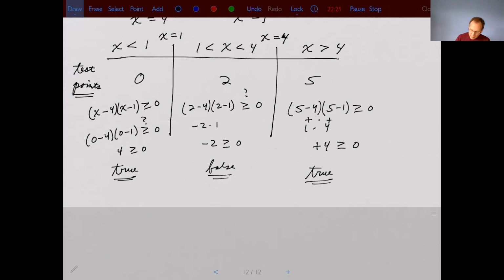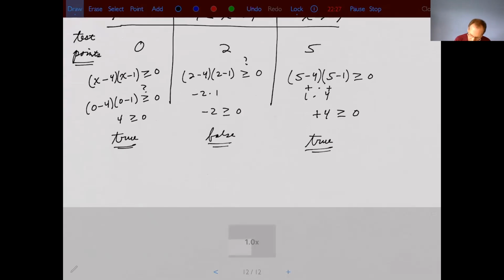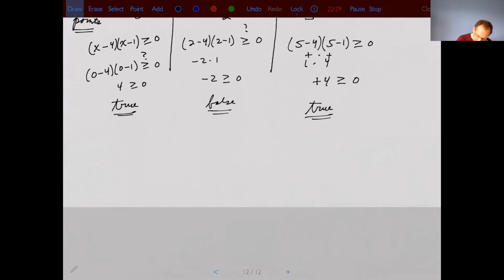Okay, so my solutions are going to be when x is less than 1, but because I also have the equal sign, right? The original inequality was greater than or equal to. It could also equal 1 and it would still be true, right? So x is less than or equal to 1 is one possibility, or x is greater than or equal to 4.